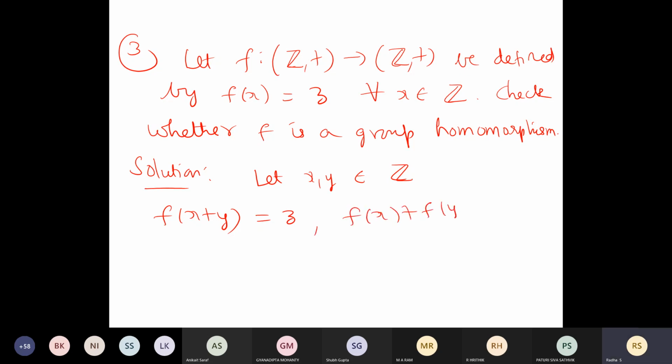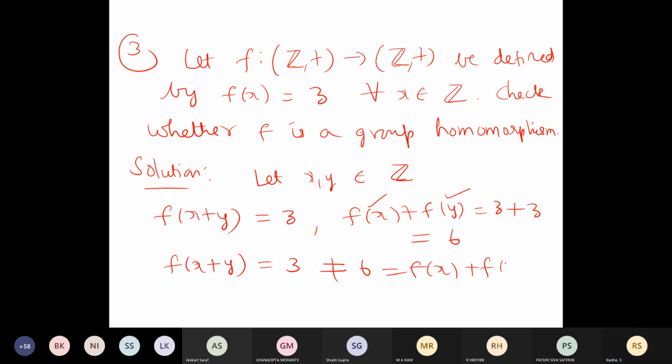What is f of x? f of x maps onto 3. f of y is also 3. So x maps onto 3, that means f of x is 3. y gets mapped onto 3, so f of y is 3. So f of x plus f of y is 6. f of x plus y equals 3, not equal to 6, which is f of x plus f of y.